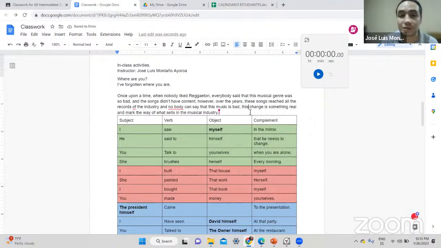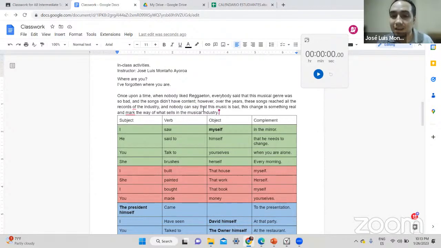So these songs reached all the records of the industry, right? And nobody, this is going to be together, right? And here was the suggestion, or in the industry, all right. Here you need another comma, one more time. Why? Because this is one complete idea. This song, subject, reached, verb, all the records, complement. And here you have one more time: subject, nobody, the verb can say, the complement that. Okay, so that's why you need one more comma.